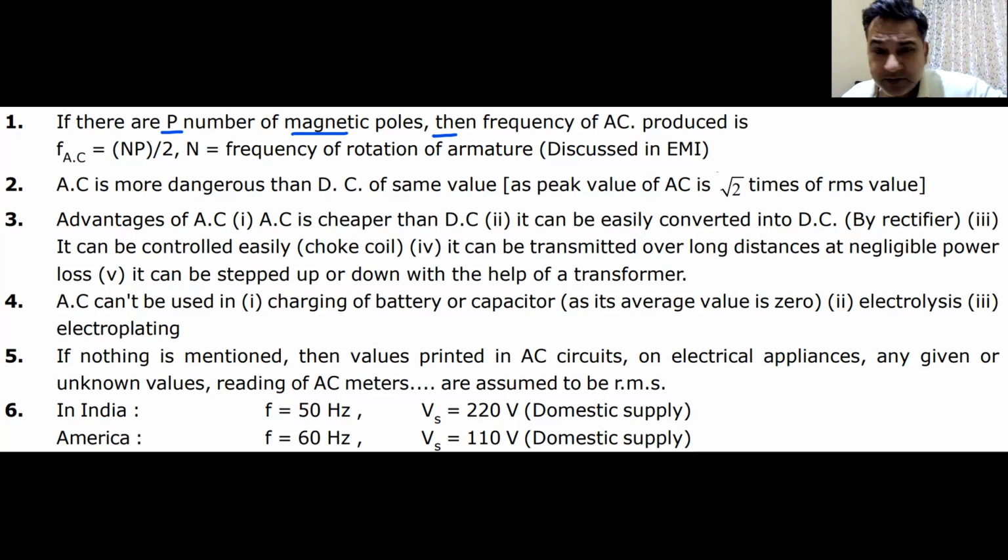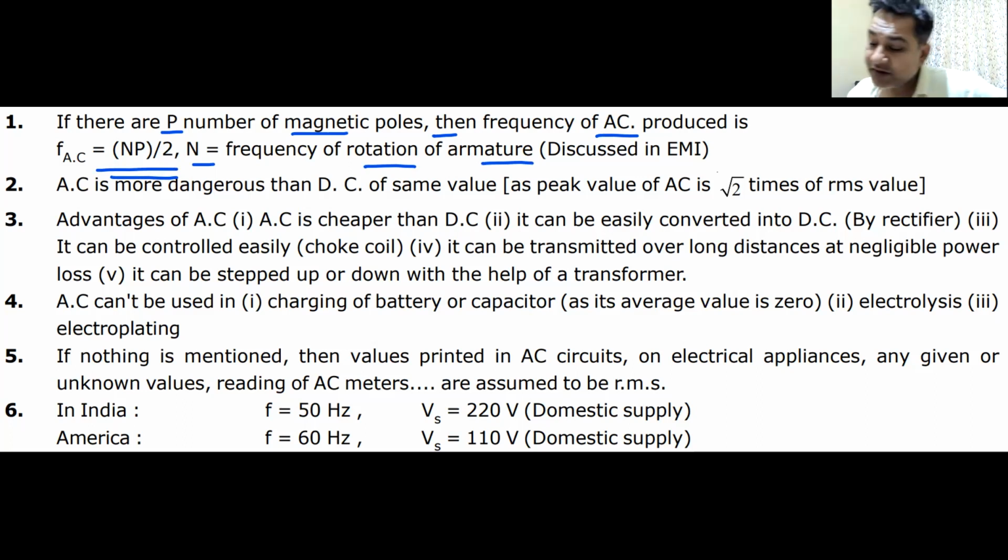Now this magnetic field may not be a simple magnet with north and south. It may have many poles. Do we understand this? If there are p number of poles, then what is the frequency of AC produced? A question has come previously, so remember this. Frequency of the AC produced will be Np by 2, where N is the frequency of rotation of the coil, the armature. The coil is known as the armature. Remember this formula.